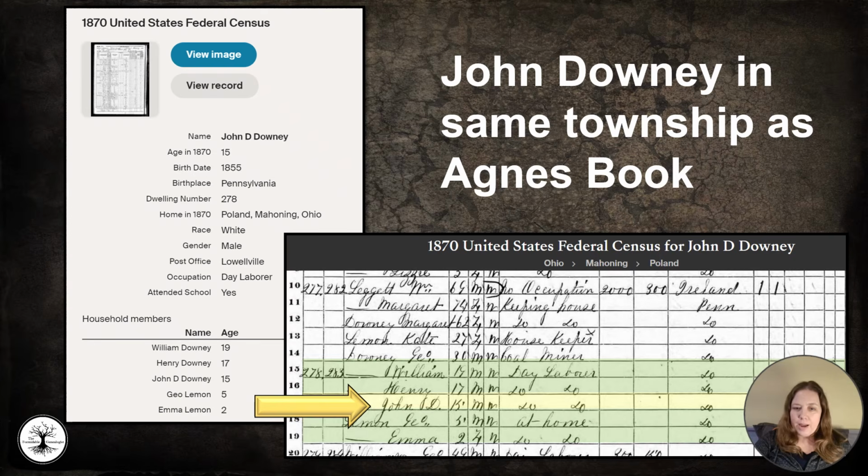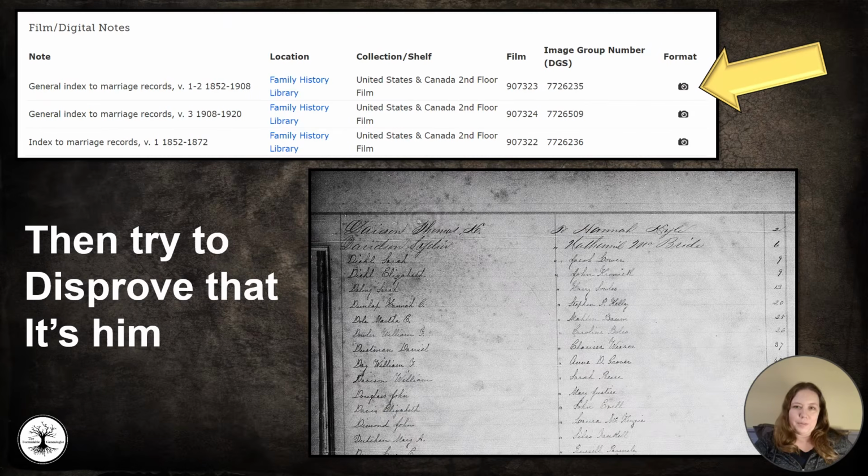So I look back at that Agnes Book 1870 census. That's only 2 pages away from this John Downey. This is lining up to be very likely the right John Downey, even though it's kind of hard to tell what the family dynamic is there. So obviously, case closed, right? Nothing more to do? Nope. You have to try to disprove it now. Try to disprove something as much as you try to prove it.